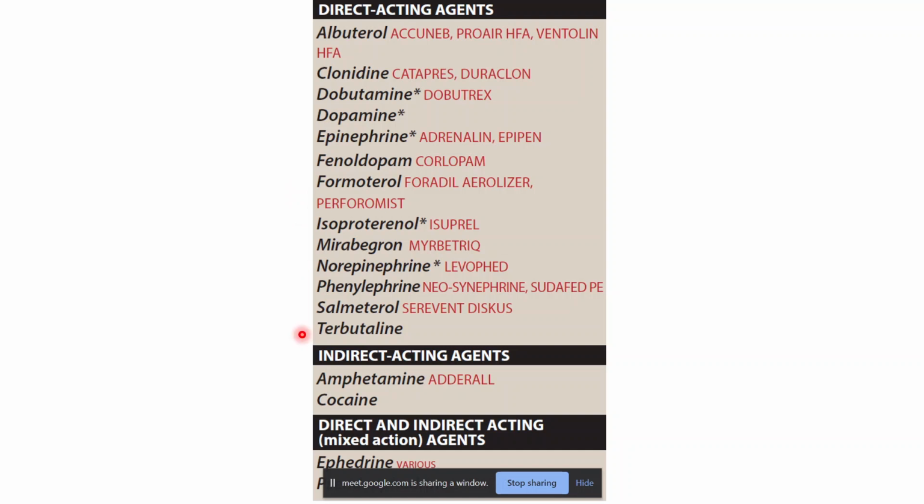And there are also indirect acting agents like amphetamine and cocaine. Cocaine is not a drug, but it's a drug of abuse. And also the mixed direct and indirect acting sympathomimetics, ephedrine and pseudoephedrine, that is a derivative of ephedrine. So ephedrine is obtained from the Ephedra plant, that is a common medicinal plant.